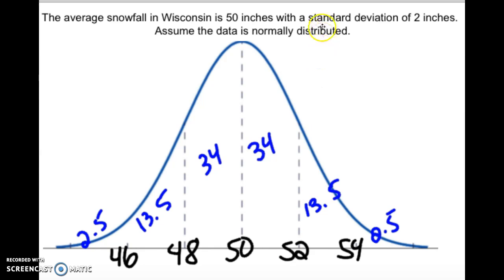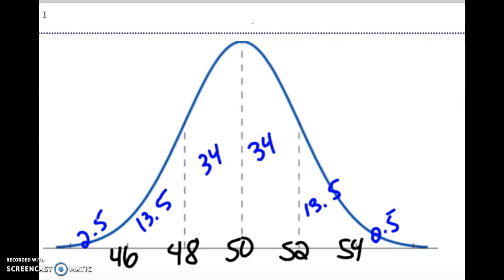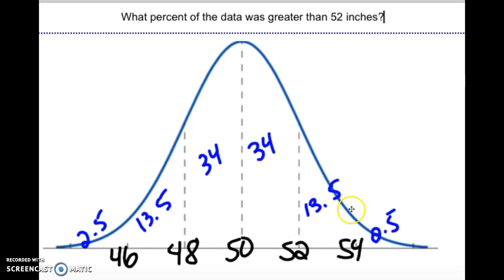So there's a few different questions you could answer with this. Let's say, for example, we wanted to answer the question, what percent of the data was greater than 52 inches? So I would look down here and find 52 on my graph, and I can see that 13.5 and 2.5% of the data is above 52. So 13.5 plus 2.5 would give us 16%.